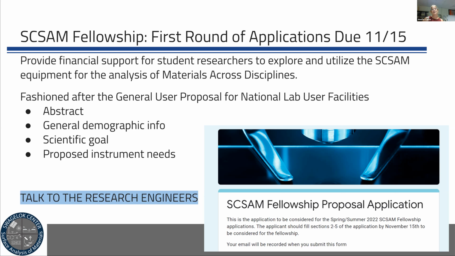But we fashioned this application after the general user proposals used by the national labs so that you can get access to user facilities. So if any of you have used those in the past, it'll look very familiar. And the goal with this is to get students to talk with our research engineers and see what kinds of experiments might be able to bring their research to that next level and do something that was never in their scope of work, but could be really interesting.